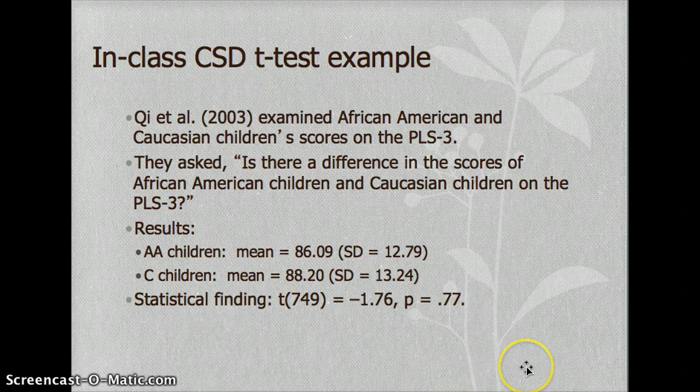What is the probability value or the alpha level? So the alpha level here is p equals 0.77. Do we accept or reject the null hypothesis? You all should say that we accept the null hypothesis, meaning that there is no statistically significant difference between these two groups, because this number is much higher than 0.05.